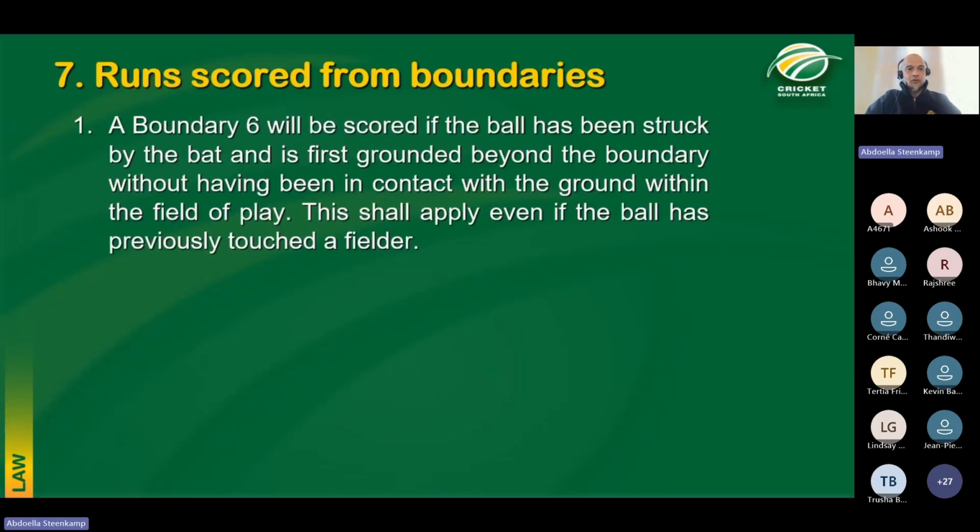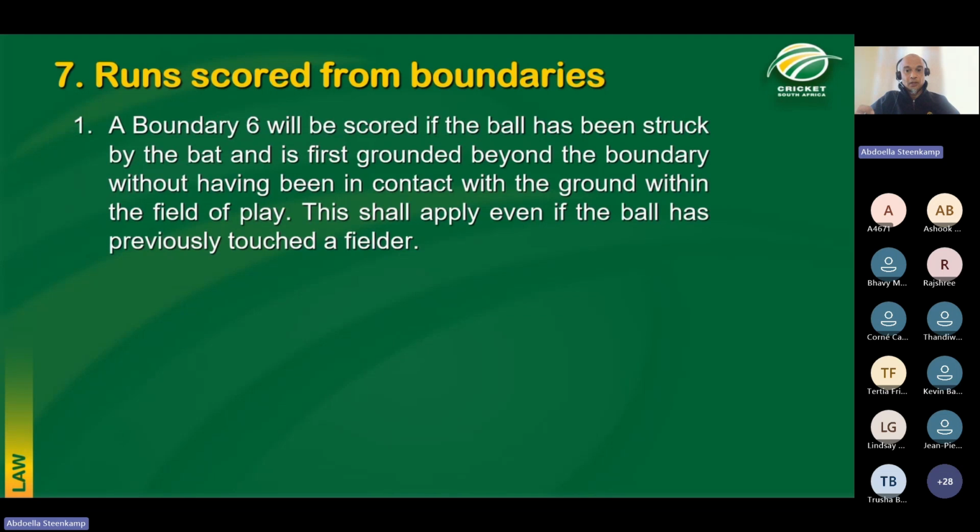So, runs scored from a boundary. A boundary 6 will be scored, and only scored, if the ball is struck by the bat and it then goes on the full over the boundary without making contact with the inside of the field of play. You can only hit a boundary 6 if it's off the bat.